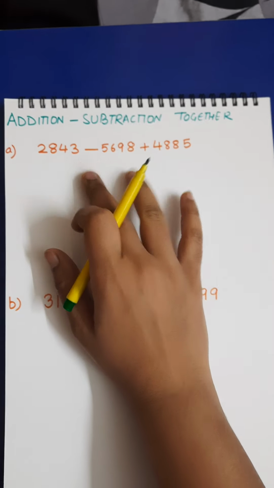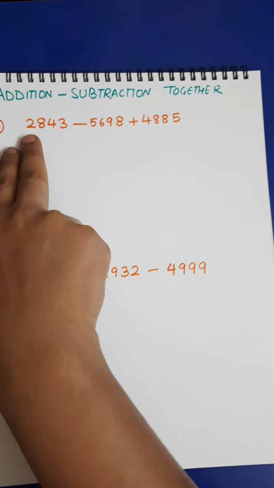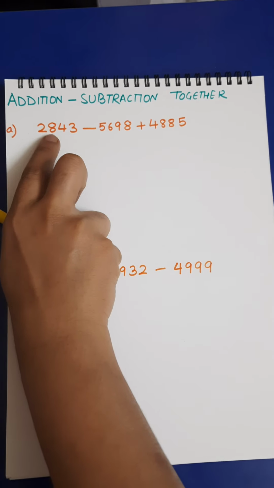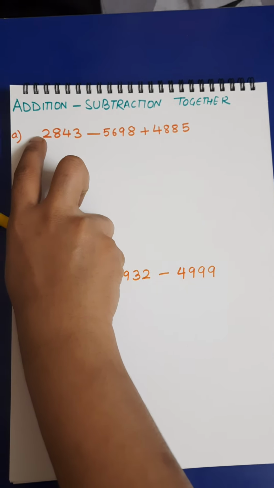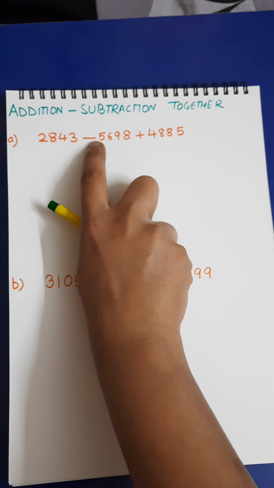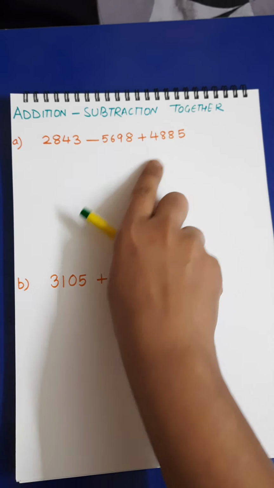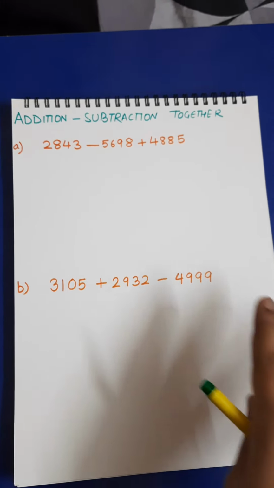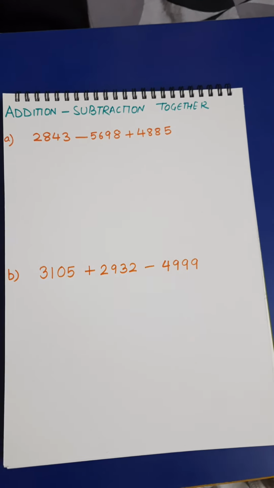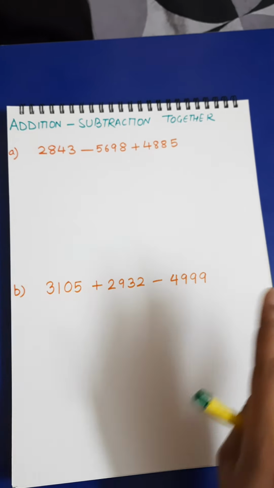In such types of questions, what we need to do is this: if no sign is there just before a number, it means that it's an addition number. There is an addition sign, and the number that has a minus sign with it is for subtraction. So first, we are going to arrange the addition numbers. Please remember, whenever we have addition and subtraction together, we first add.